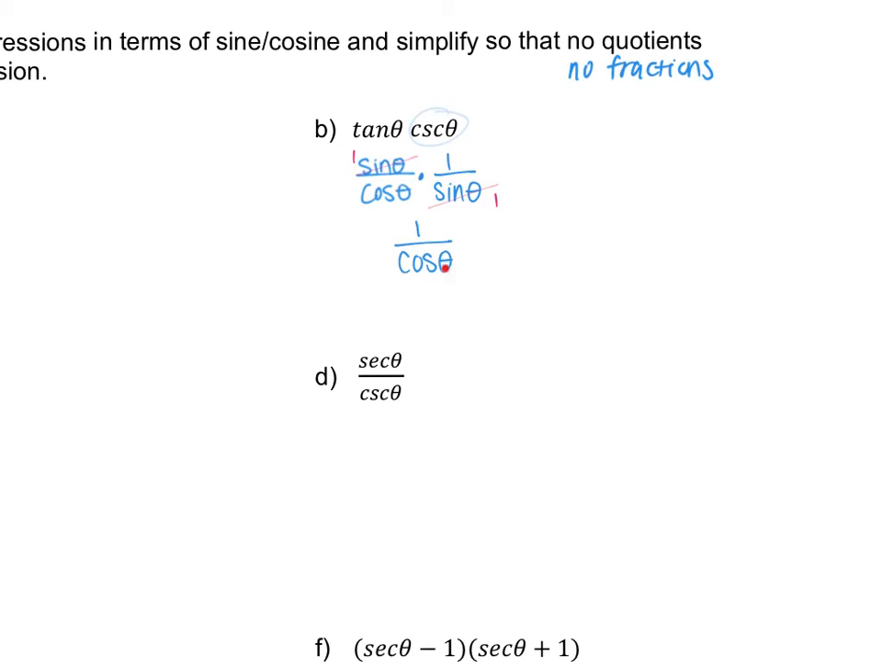Now, I can't leave my answer as a quotient or fraction because that's what the problem said I couldn't do. So I have to change this 1 over cosine into something else. Now, if I really think about it, 1 over cosine, I've seen that before. I think that's a reciprocal. It's the reciprocal of secant. And so I can really write this fraction as secant, because secant is just 1 over cosine.